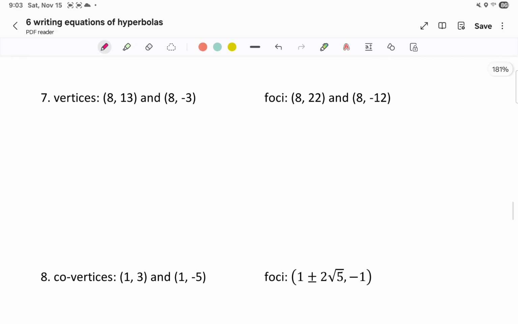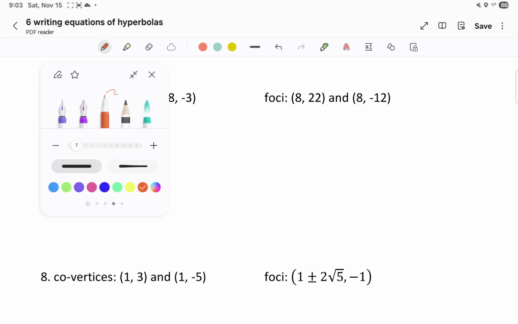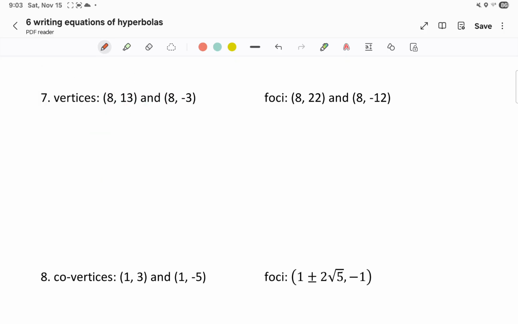So then on number 7, we have coordinates of vertices and we have coordinates of foci. So we can go ahead and determine our direction. We have movement in the y this time, so we are vertical. And then for our center, we have 8 plus 8 over 2, and then we have 13 minus 3 over 2. So we have 8 and then 5.